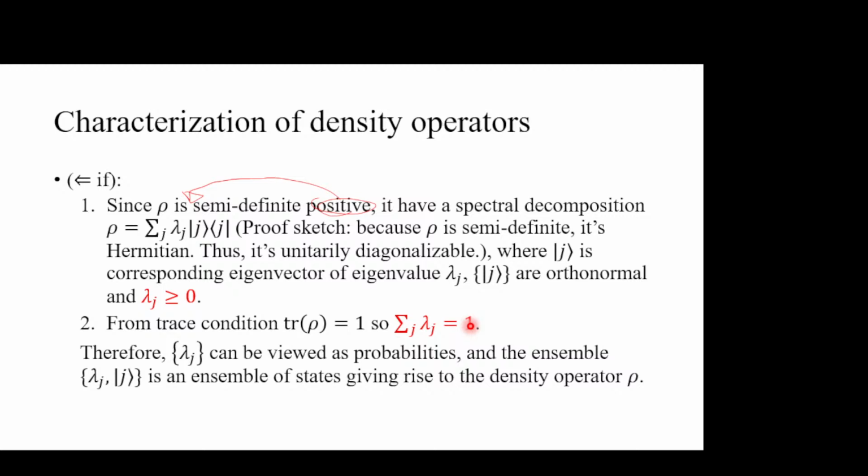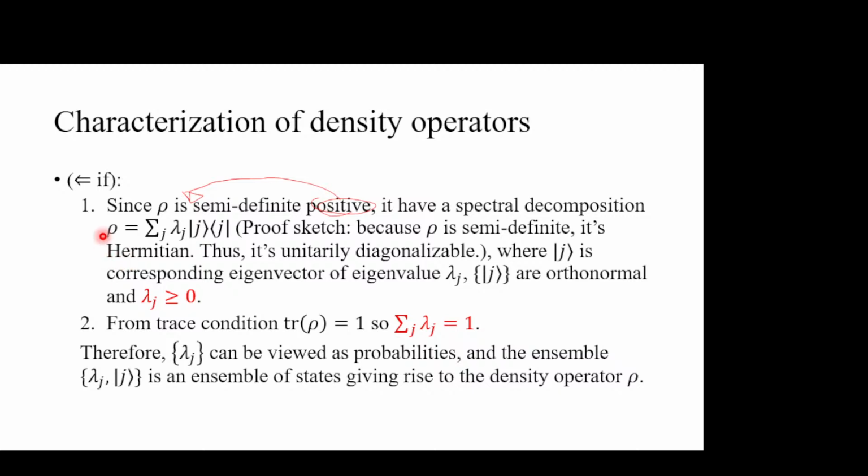Okay, and now we see that from this equation, this relation here and this one here, the lambda j's can be viewed as probabilities. Probabilities are basically a bunch of values that are greater than or equal to 0 and sum to 1. So if you rename those lambda j to probabilities, then you can view the lambda j and the psi j as an ensemble of quantum states, and this ensemble will give us the density operator rho.